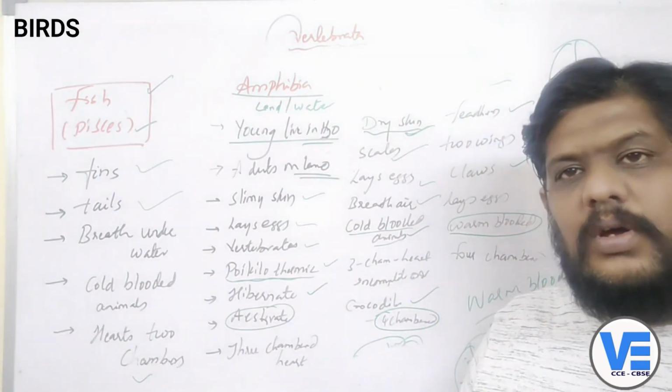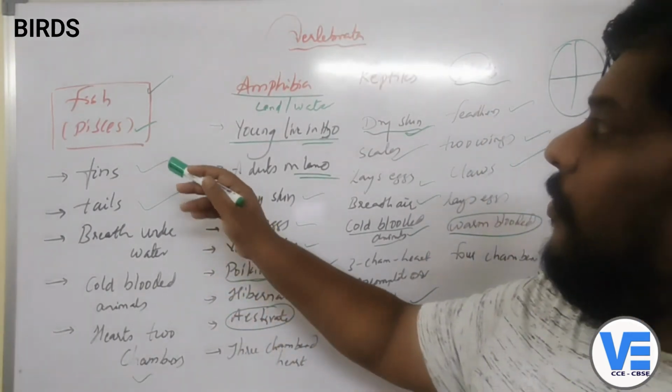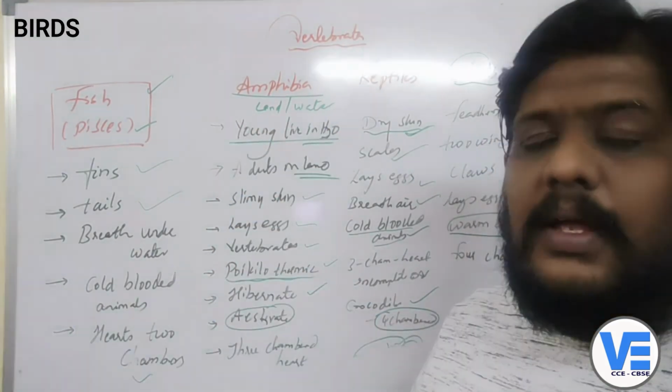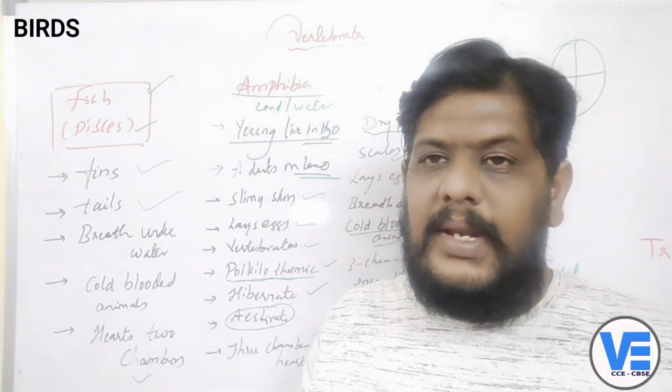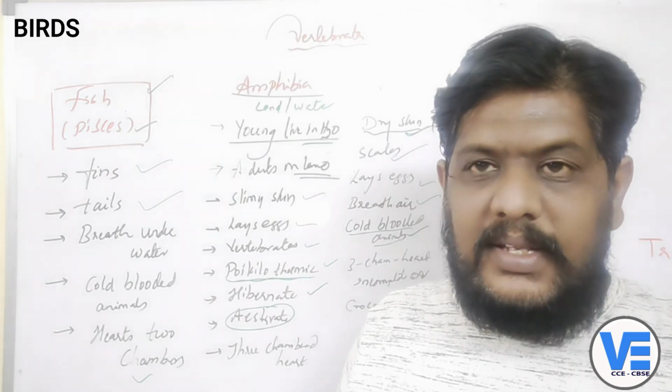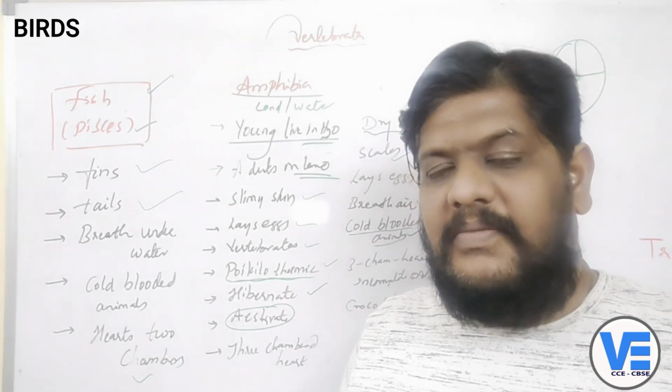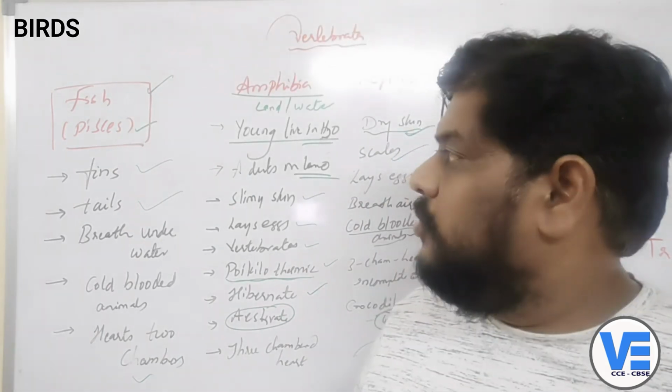So children, this is all about the four divisions of the vertebrata, and tomorrow we'll talk about the mammalia, which is the final division in the vertebrates, which is the subphylum of chordata.